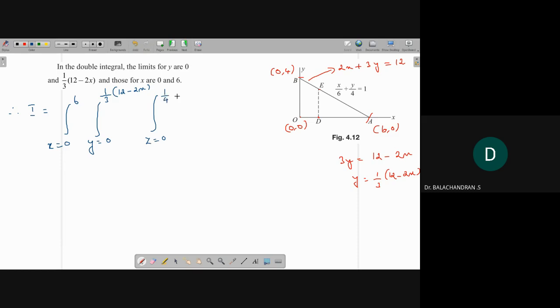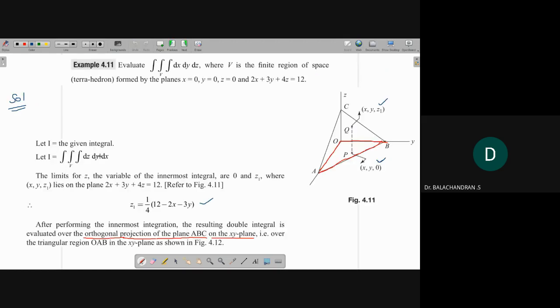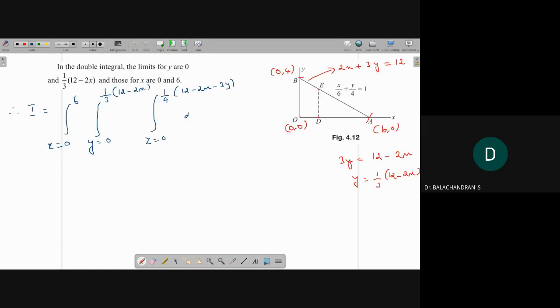One by 4 into 12 minus 2x minus 3y. What is the integrand? The integrand is dz dy dx. Okay, so now integrate first with respect to z.